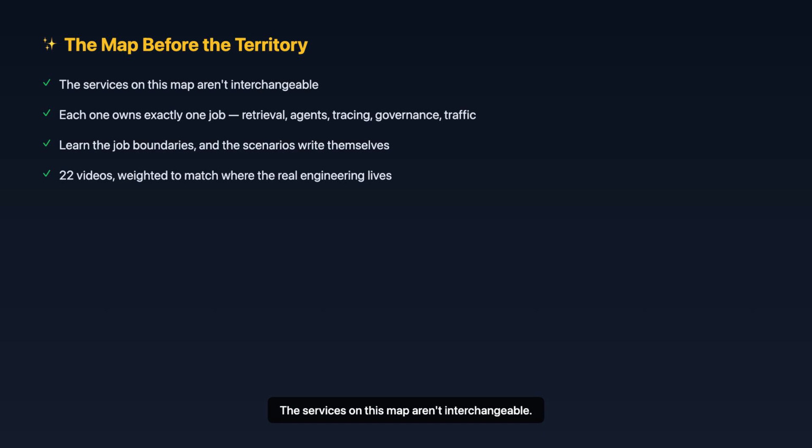The services on this map aren't interchangeable. Each one owns exactly one job. Vector search owns retrieval, Agent Framework owns the agent runtime, MLflow 3 owns tracing and evaluation, Unity Catalog owns data and asset governance, and AI Gateway owns traffic to endpoints and tool servers.